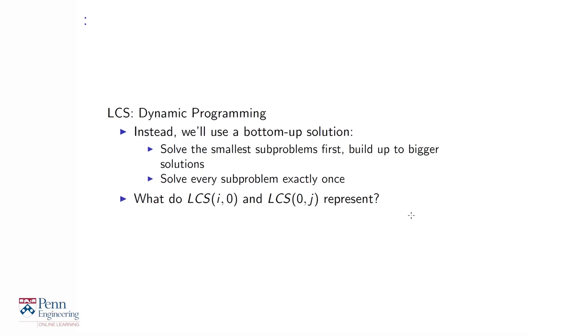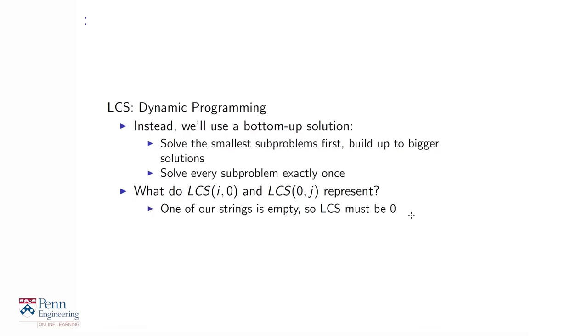LCS(i,0) says take the string S_1, S_2 up to S_i as the prefix of S that is i symbols long, and take the empty string as the second string. 0 means you don't have any symbols, so basically you have an empty string as the second string. What do you think is the longest common subsequence between some string and the empty string? Well, obviously there are no symbols in common between these two. The empty string has no symbols at all. So the longest common subsequence has length 0 in both cases. So those are the base cases beyond which we don't need to do any recursion. So if one of our strings is empty, the LCS must be of length 0.